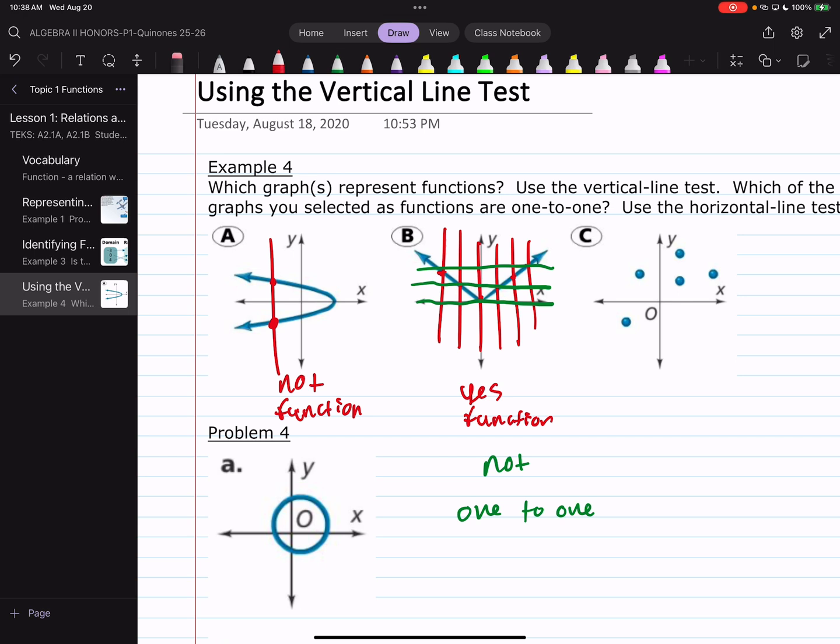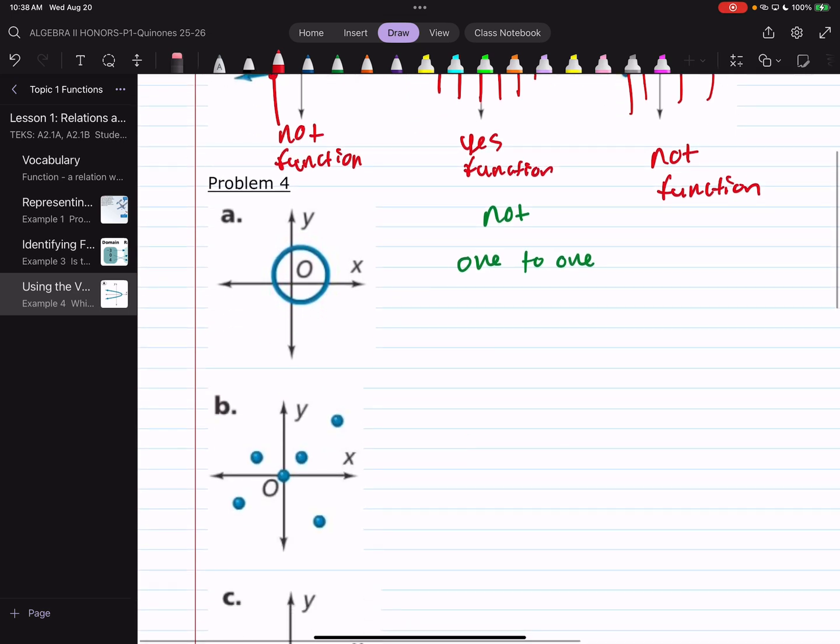Let's take a look. Is this a function? So I don't bother to keep going. Problem 4, function. Boom. The moment it fails the vertical line test, we're done. We don't have to keep going. One line is sufficient.